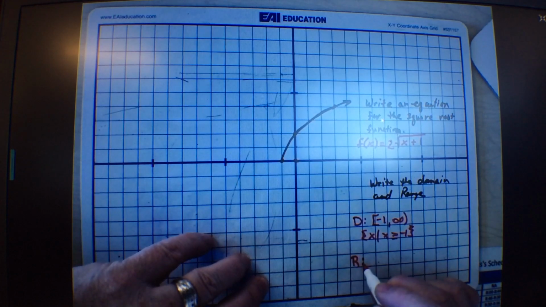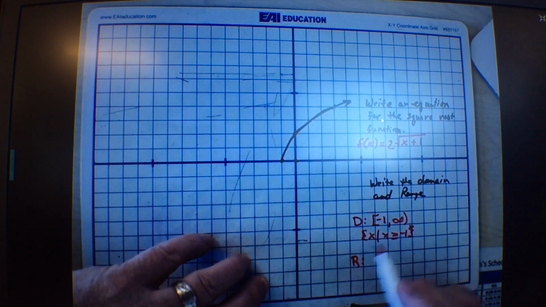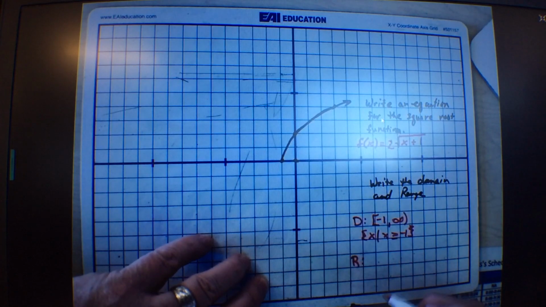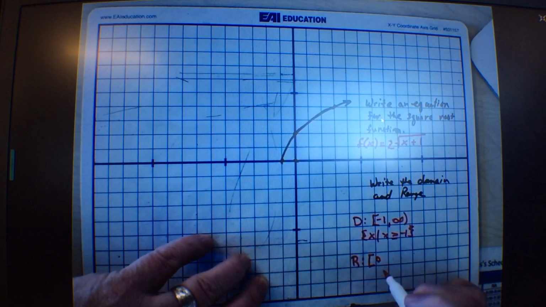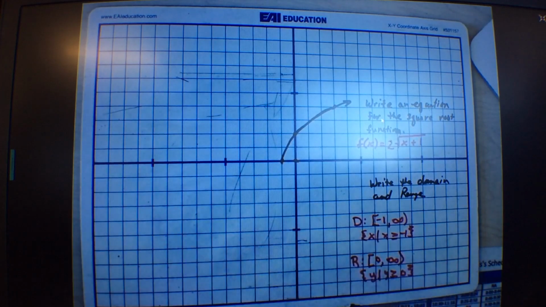Now the range. Now we go y. Where does it start? 0. Does it touch it? Sure does. Touches it right there, doesn't it? And where does it go? It goes up to infinity. Once again, now the range, we don't use x for the range. What do we use? Y. So y is greater than or equal to 0. Any questions on that before we switch slides?